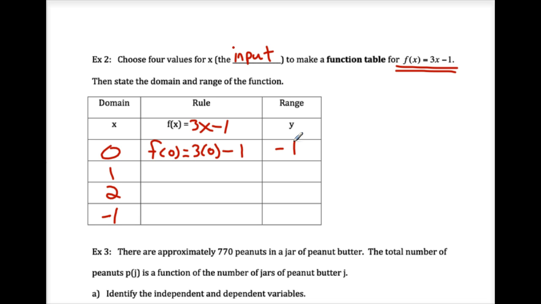Now you're going to do f of 1. Start all over. 3 times 1 minus 1. Who can do that in your head? 2. Chill. Love the enthusiasm, Helicopter. It is 2. 3 times 1 is 3, minus 1 is 2. Now do f of 2. 3 times 2 minus 1.